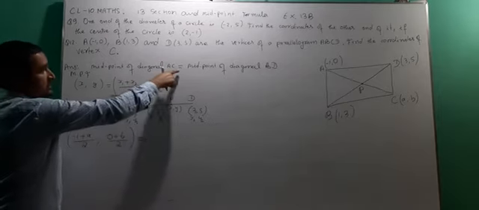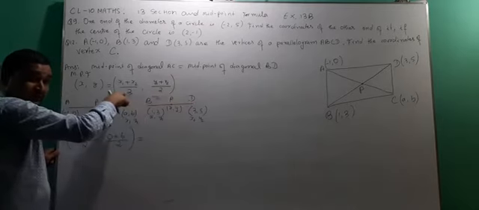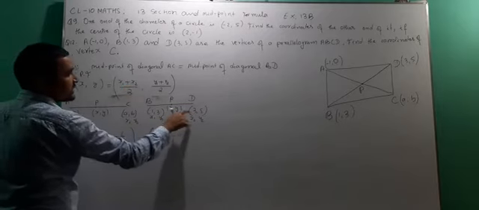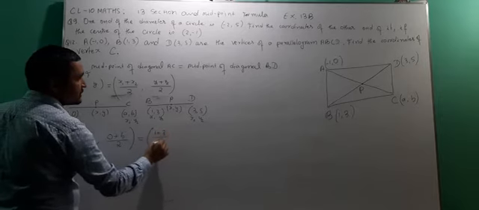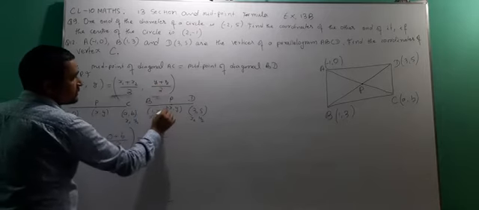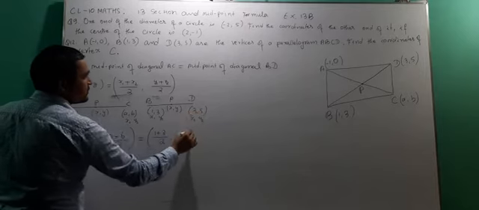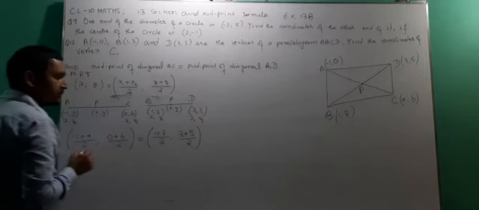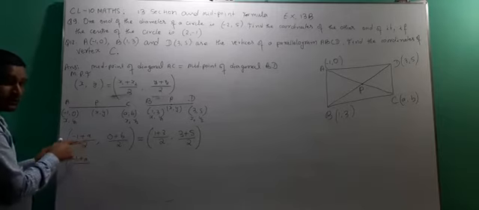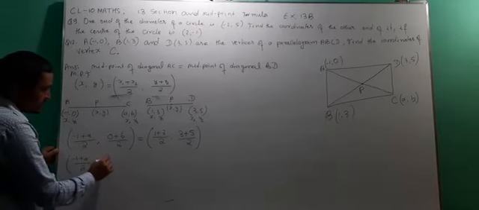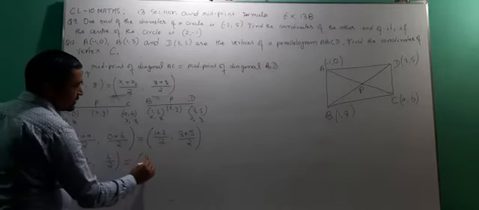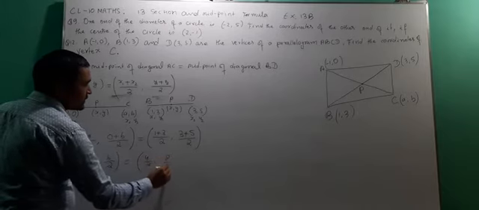Now similarly, we do it for BD, using the same formula. x1 plus x2 divided by 2: 1 plus 3 divided by 2. Then second, y1 plus y2 divided by 2: y1 is 3 plus y2 is 5, divided by 2. Now let's simplify it. This is (-1 plus a) divided by 2, and this is b by 2, which equals 4 by 2, and this is 8 by 2.